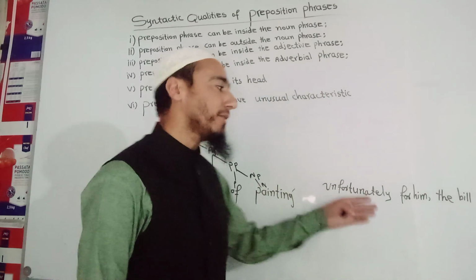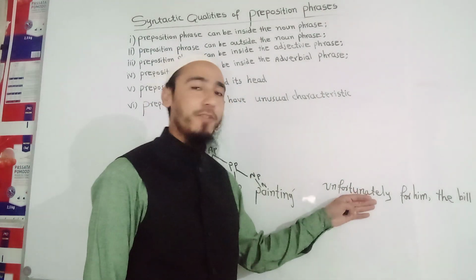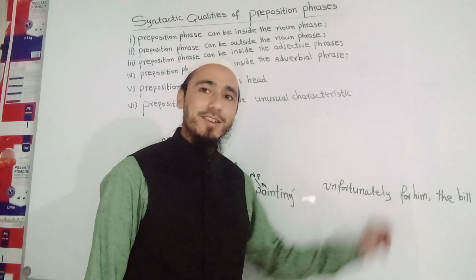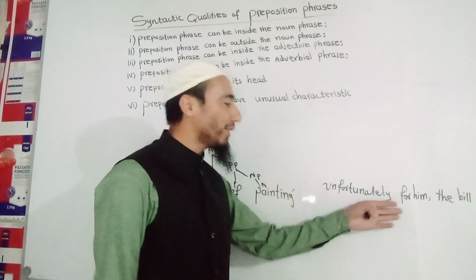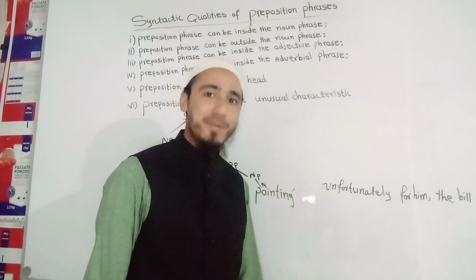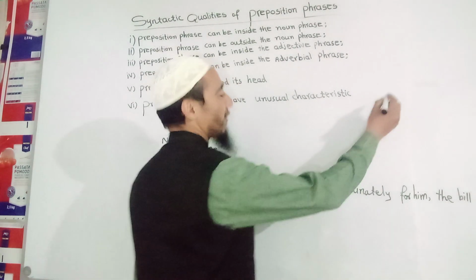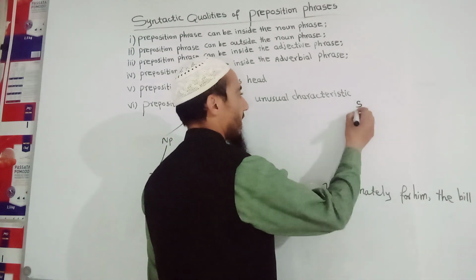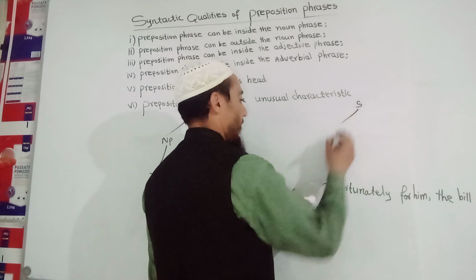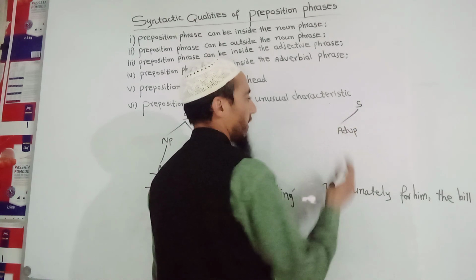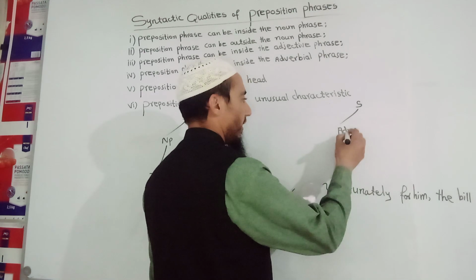Listeners and audience, you see, "unfortunately" is an adverbial phrase. For him, this is what? A prepositional phrase. So here, the prepositional phrase is found inside the adverbial phrase. The tree diagram of this would be, we have S, and here we have the adverbial phrase, ADVP. ADVP means adverbial phrase.